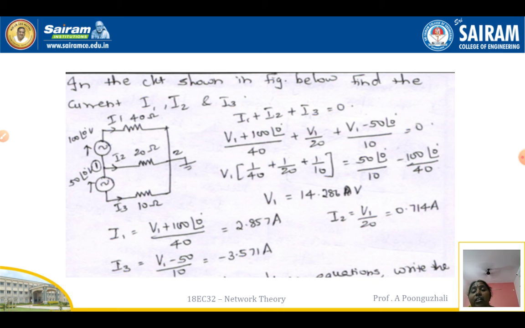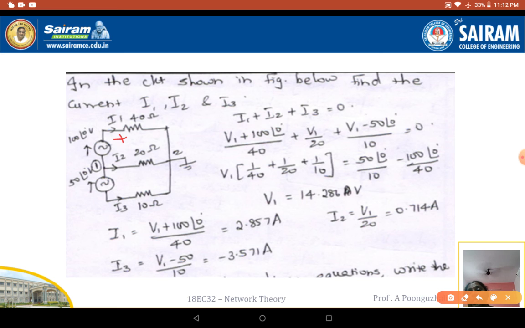Here I have one more source. This is the arrow mark, so this is plus and this is minus. So V1 minus V2 is going to be V1 plus 100 minus V2 divided by 40. That is your I1. I2 is V1 minus V2 divided by 20. And I3 is V1 minus 50 phase angle 0 divided by 10. When I simplify it, V1 is equal to 14.286 volts.